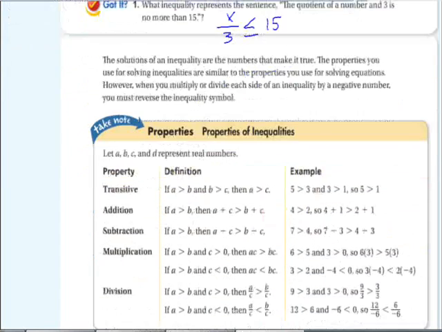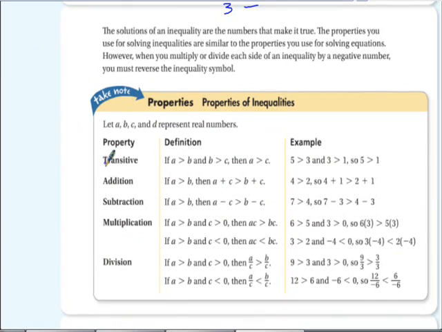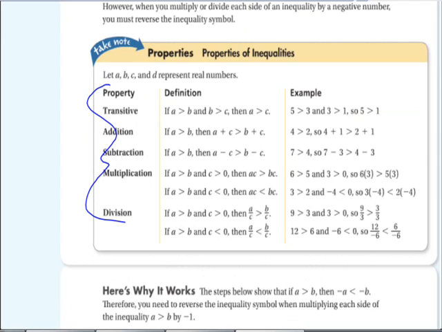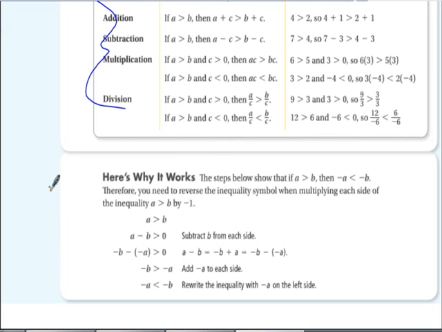All right. The solutions of an inequality are the numbers that make it true. So solving inequalities is a lot like solving equations. You see a lot of the same properties, things that we've seen. Really just what we do to one side we have to do to the other. The big key, and you guys may remember, is that when we divide or multiply by a negative, we have to switch the sign. Here's how that works, okay?